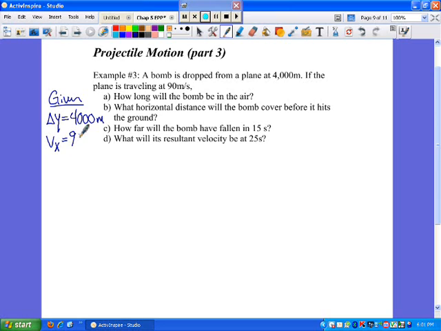We also know that the plane was traveling at 90 meters per second, so therefore that speed will be imparted to our projectile. The first question asks us to find out how long the projectile will be in the air. To find that, we use our delta y is equal to 1/2 gt squared equation rearranged to find t.